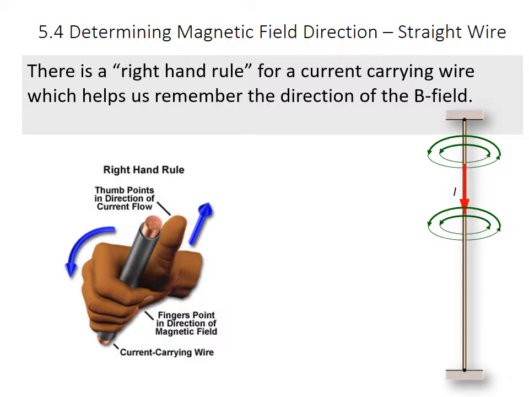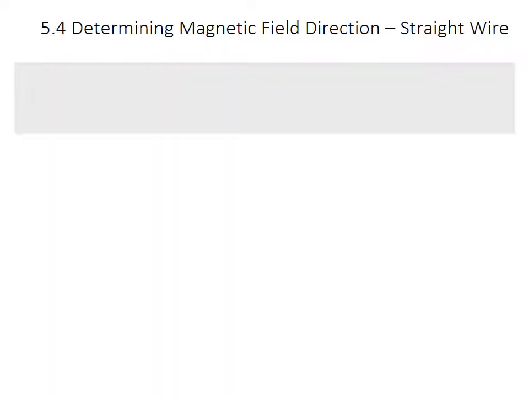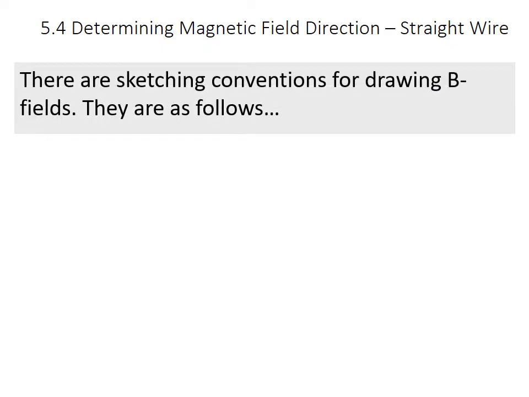That is how we determine the orientation of the B field around a straight length of wire with current traveling down. Okay, so drawing things three-dimensionally on a 2D plane isn't easy. And so here are the conventions for drawing B fields. We draw vectors using arrows.